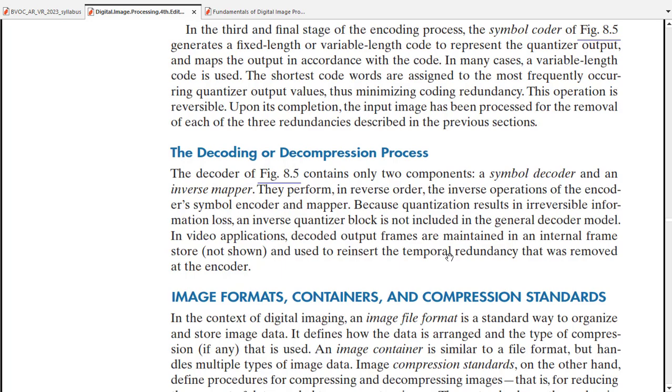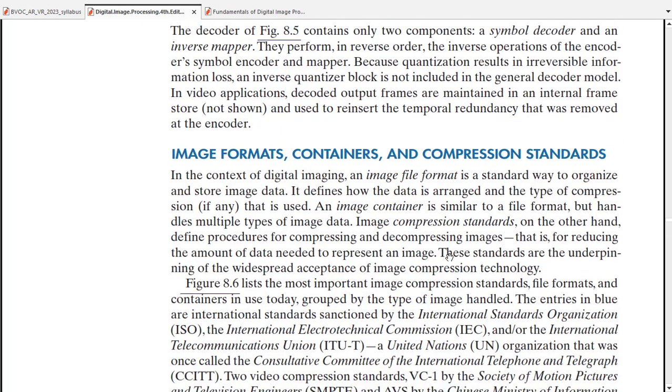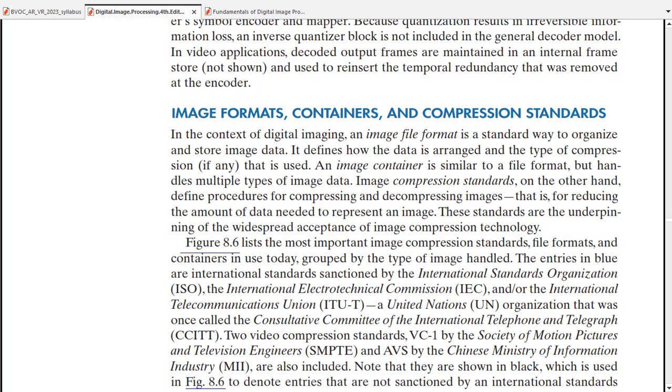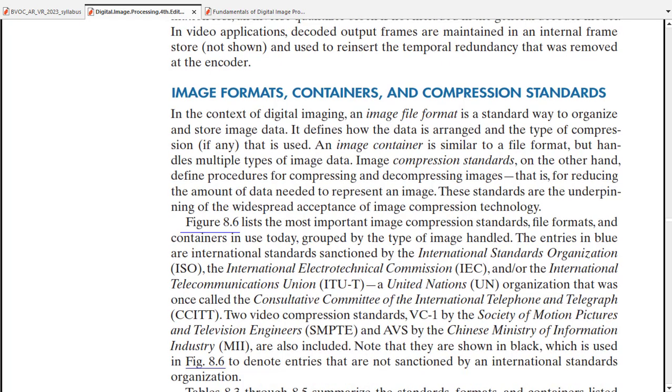There are a lot of image formats and format standards. We will study many international standards: the International Organization for Standardization ISO, the International Electrotechnical Commission IEC, the International Telecommunication Union ITU-T, the United Nations UN, and the Consultative Committee of the International Telephone and Telegraph CCITT. The video compression standard VC-1 is by the Society of Motion Picture and Television Engineers SMPTE, and AVS is by the Chinese Ministry of Information Industry MII.